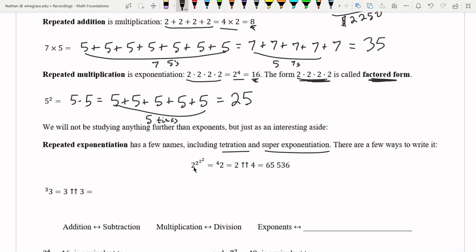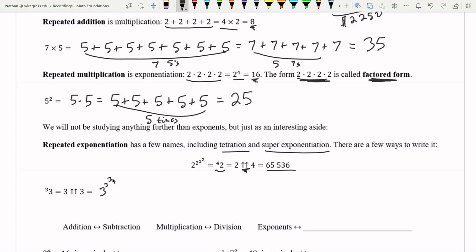You could, of course, just write 2 to the power of itself 4 times. Or, instead of 2 to the 4th power, you move the 4 before the 2. You can also use these double arrows. Either way you do it, they're all going to be equal to a very large number. Whereas 2 to the 4th power was 16, with the tetration here, we're going to get 65,536.